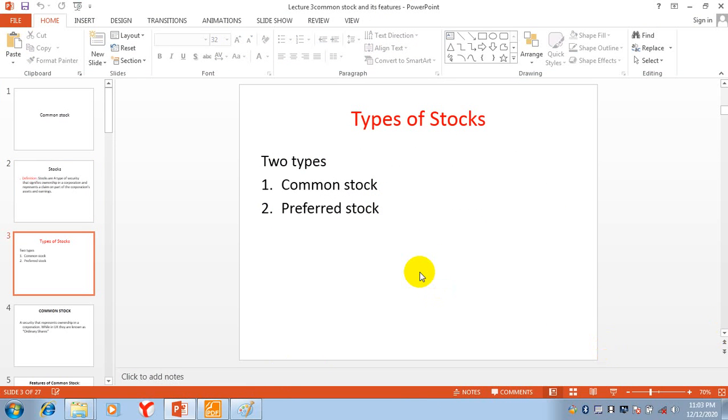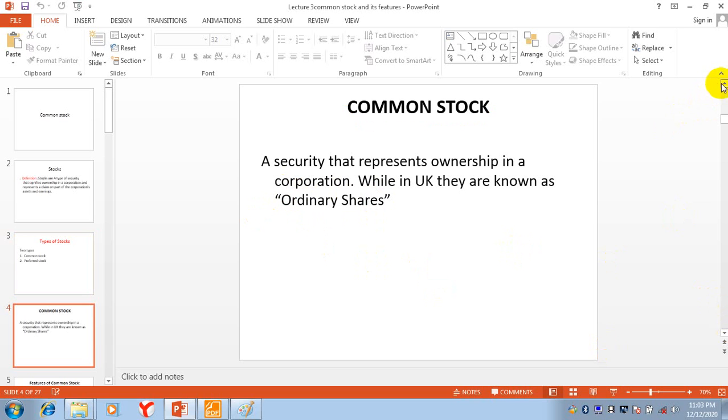Then types of stock. There are 2 types of stocks. One is called common stock and one is called preferred stock. You know about these. Common stock, this is this chapter. So in this chapter, we will discuss common stock and its features. In the next chapter, we will discuss preferred stock.